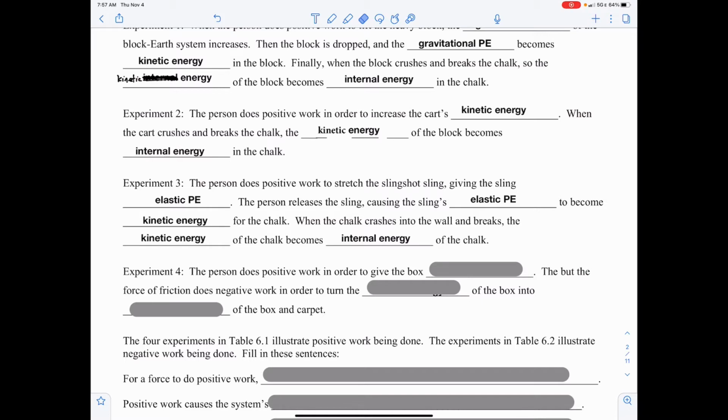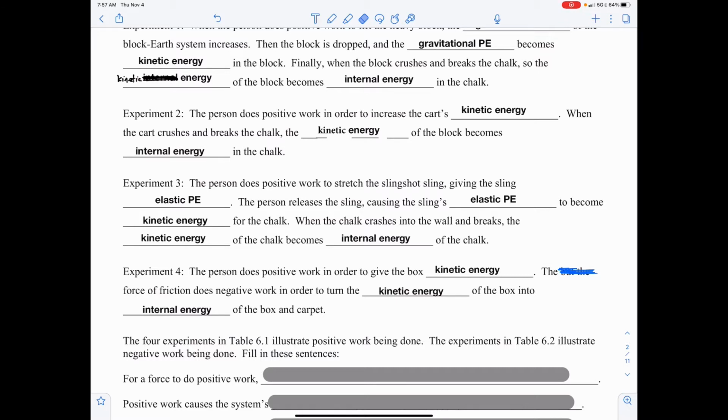In experiment 4, the person does positive work to give the box kinetic energy. The force of friction does negative work in order to turn the kinetic energy of the box into internal energy of the box and carpet.